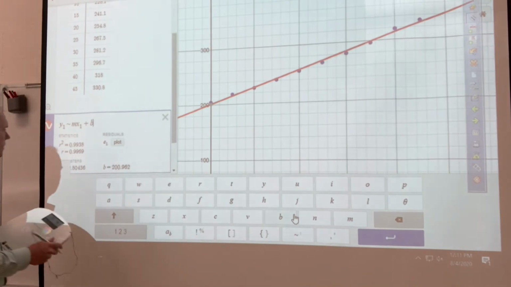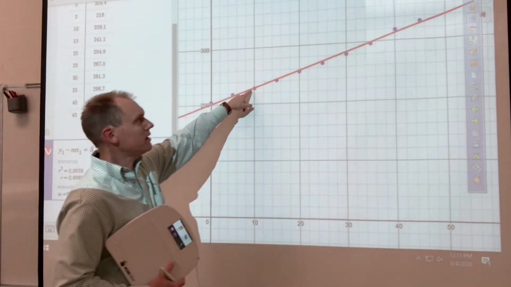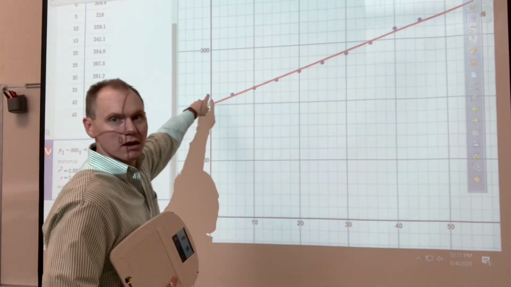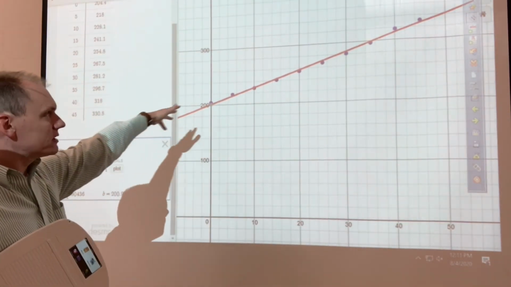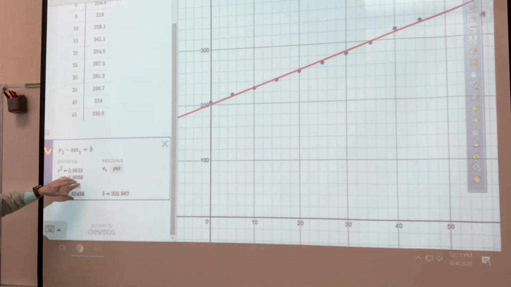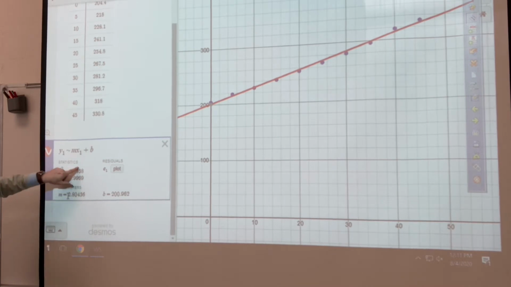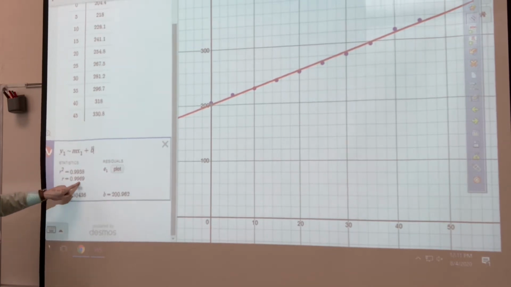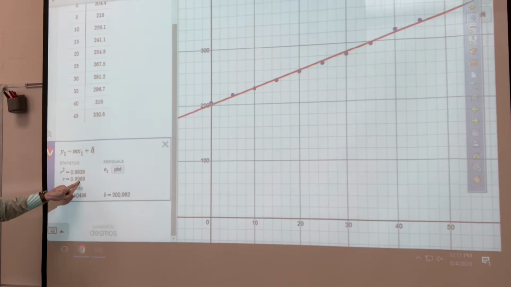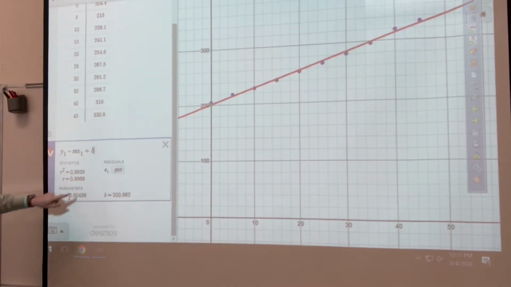So a few things to notice here. One is it's created the line for us, the line of best fit. It's drawn that for us, and it looks like it's a pretty good fit of the data. Over here on the left, you can see a few numbers. We're not going to get into these a whole lot. We'll talk about this R value in our next video. It's called the correlation coefficient. We're going to talk about that next time.